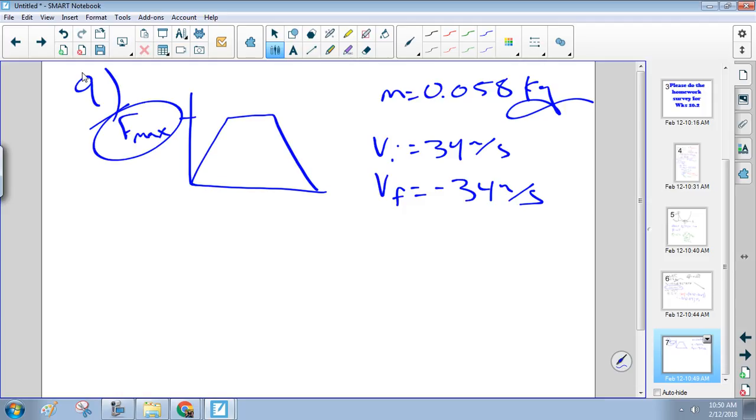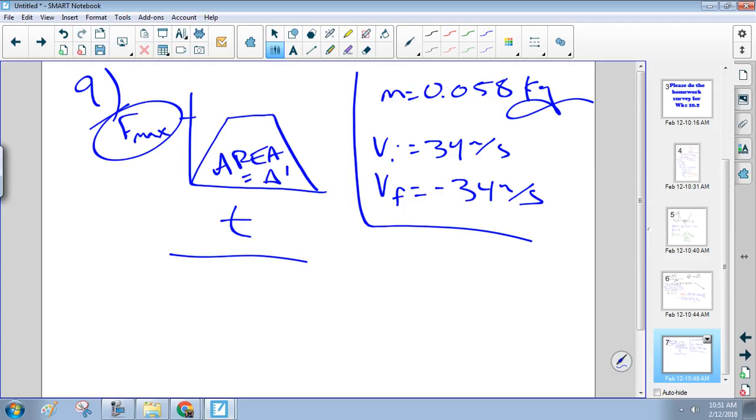Okay? Well, if this horizontal axis is time, what's the concept that connects this given information to this graph? What's the relationship between those two things? Change in momentum is the integral of force over time. Good. Change in momentum is the integral of force versus time, right? In other words, the area of this should equal our change in momentum, right? Follow? So, find your change in momentum.